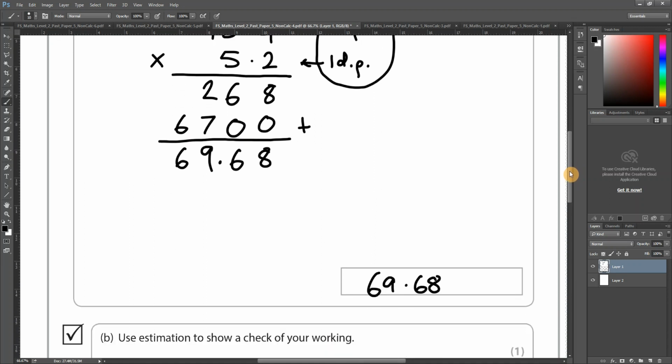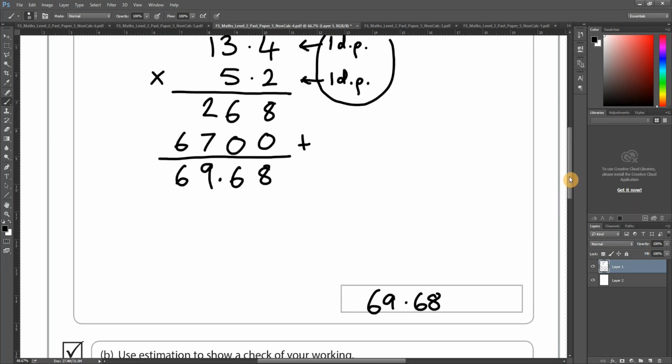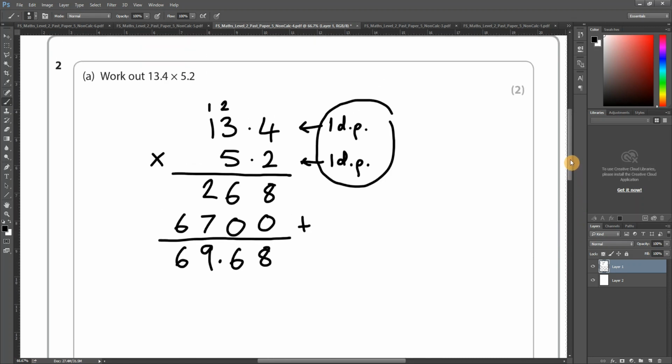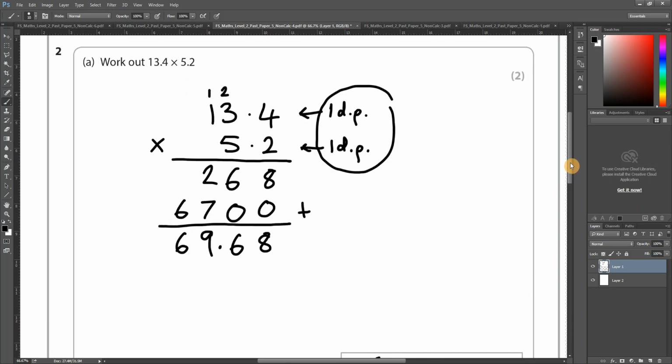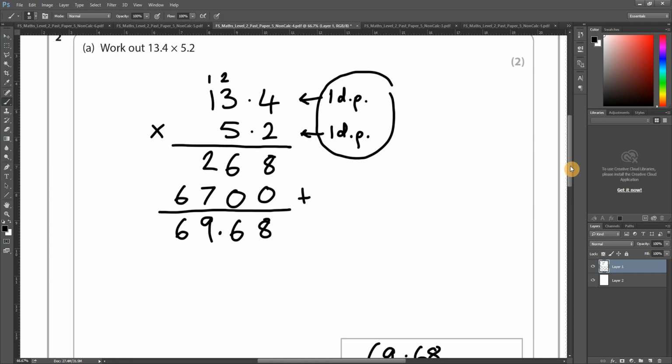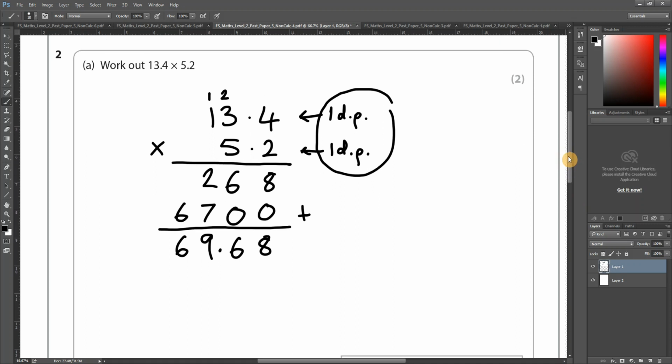Okay, well, let's move on to part B, which says use estimation to show a check of your working. So when it says this, you have to round the numbers. And when you show a check, you can go forwards the normal way, like we did 13.4 times 5.2. So again, you could do multiplication if you wanted to, or you can work backwards from your answer. I'm just going to go the normal way.